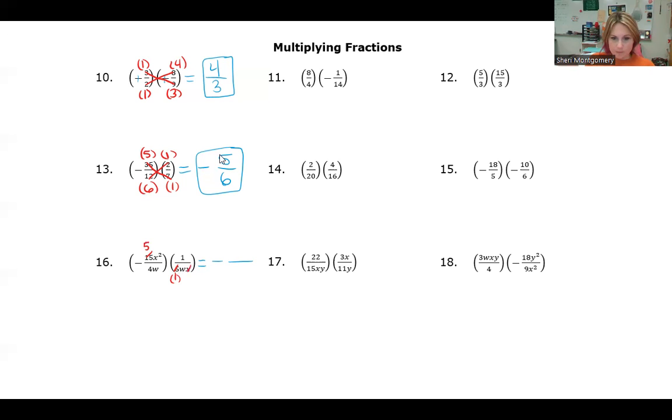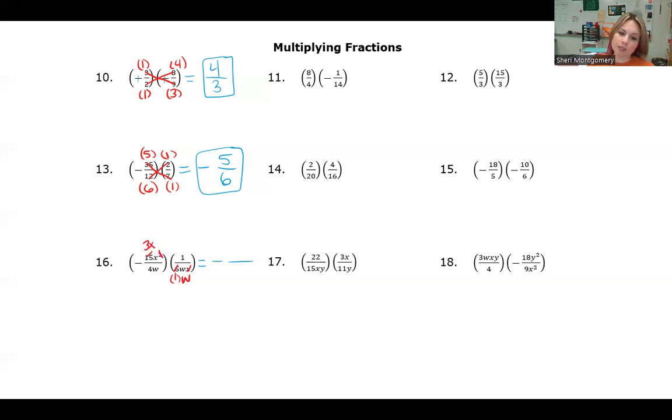You said 5 and 5. This 5 and 1. I mean 1. Good job. Right here, it should be not a 5. Should be a 3. I'm glad somebody's watching out for me. So one of these is going to cancel. So I'm left with just a 3x up there and a 1w down here.